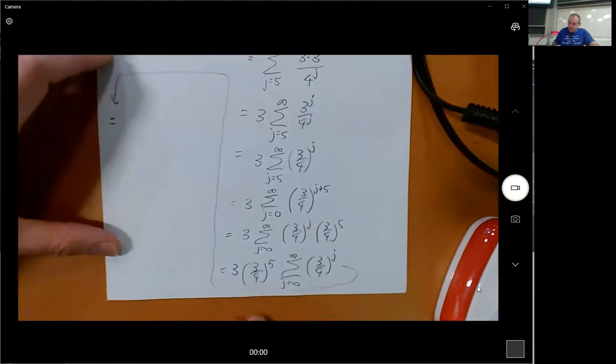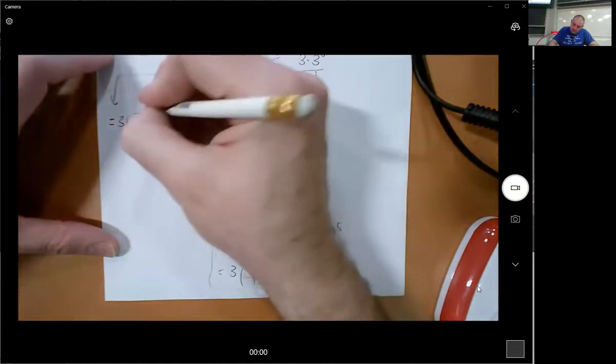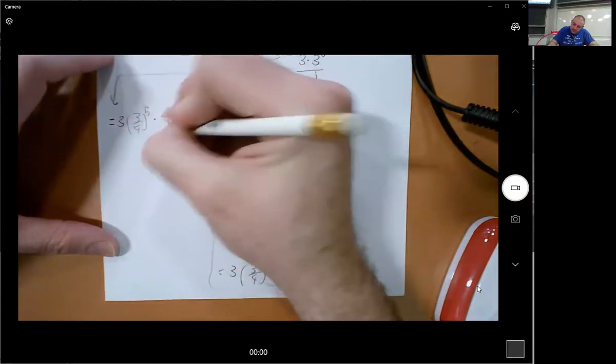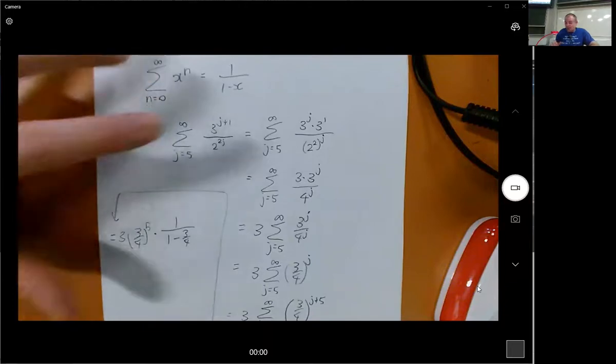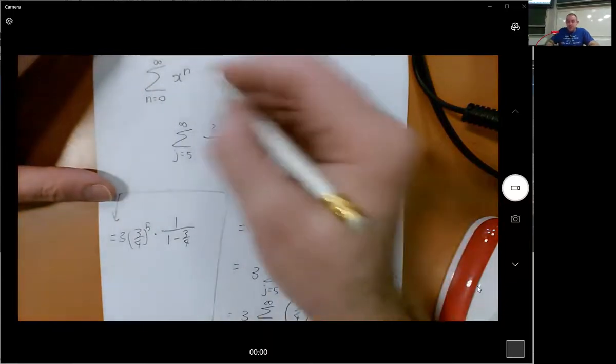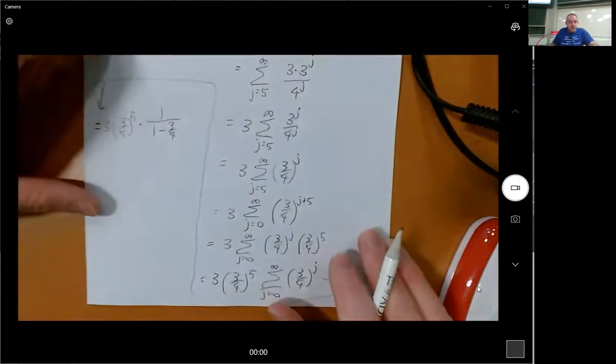So that is equal to 3 times 3/4 to the 5 times 1 over 1 minus 3/4, which is how this works. And I'm feeling good because 3/4 is less than 1, and this formula only works if x is less than 1. So that's good. Feeling all right about that.